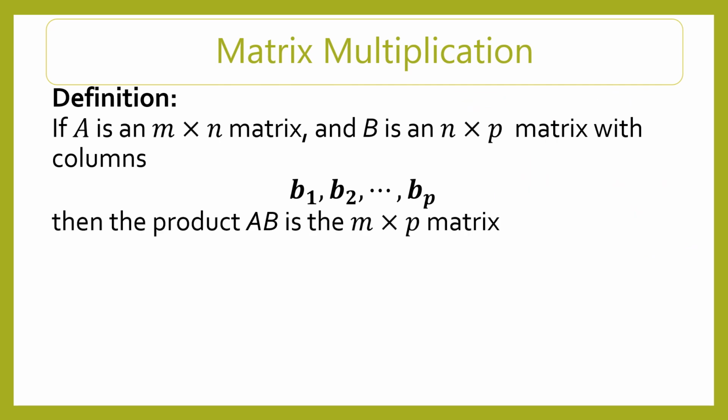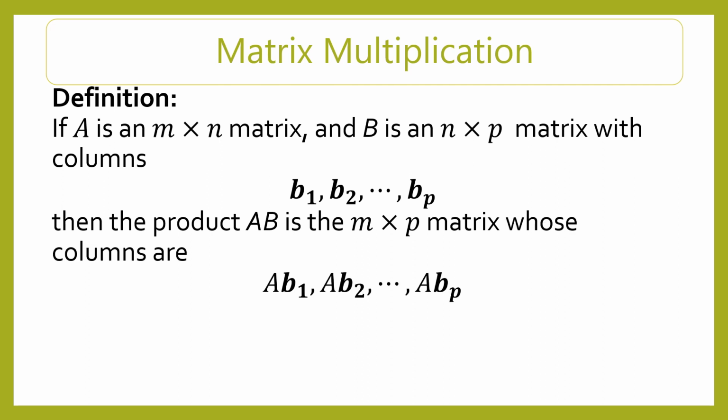Again, just to remind you, the product AB is going to be m by p because p is the number of columns of B, and n is the number of rows of B. Now the resulting matrix AB will be, we have column 1, which is going to be AB1, column 2, which is going to be AB2, all the way to column p, which is going to be ABp.